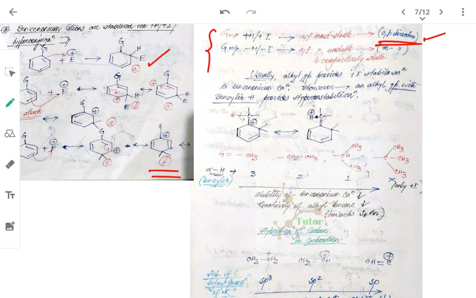And if G is minus M or minus I, naturally A and F are unstable. These are meta directors and B is the comparatively stable product. So if G is a minus M or minus I group, then B is the comparatively stable product. Usually, an alkyl group provides plus I stabilization to the benzenonium cation. However, an alkyl group with benzylic hydrogen provides hyperstabilization.